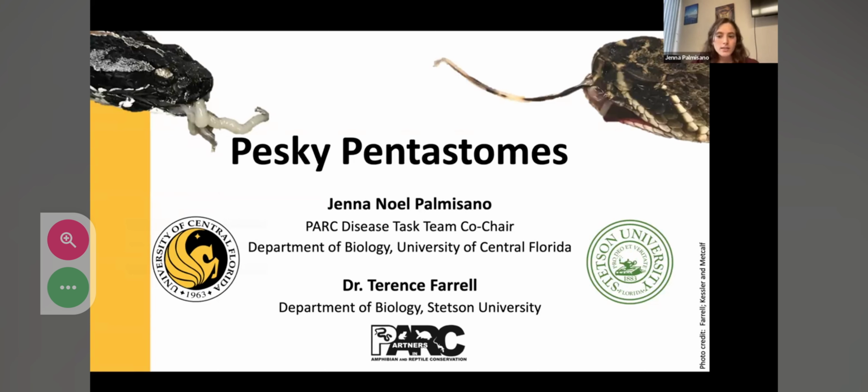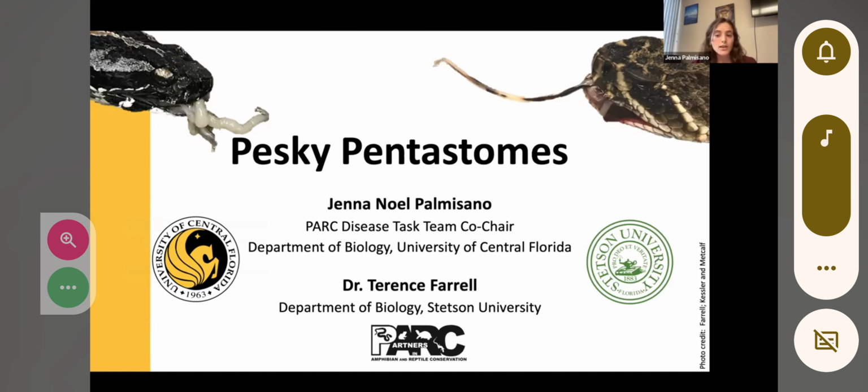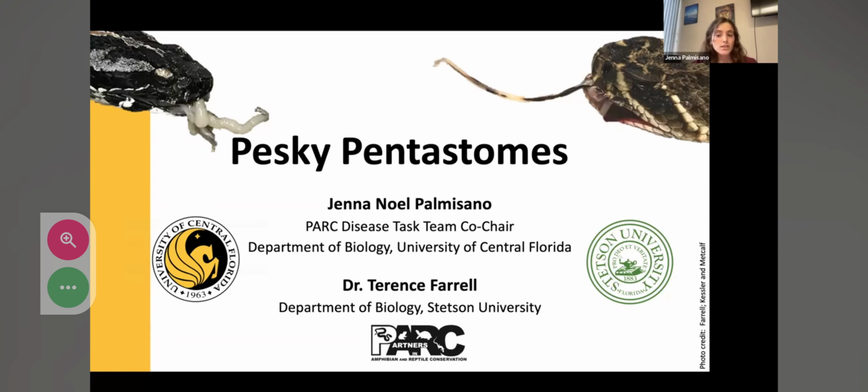So we are invested in researching the invasive pentastome parasite and its impact on native snakes for several reasons. First, there is evidence for clinical signs of disease and mortality related to infection. Second, the parasite utilizes many hosts, both in its immature and adult forms. And third, there's no known limitation to its spread in North America.